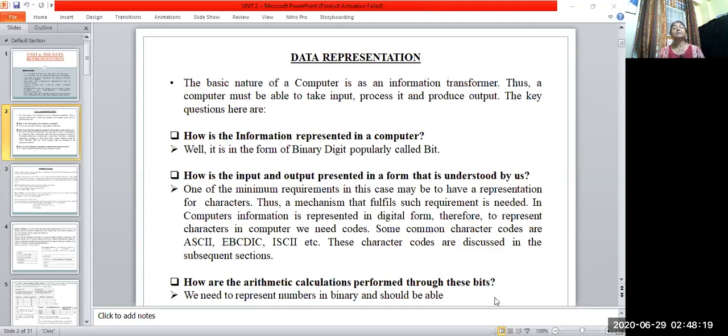Float number means the number which is in the fractional value, which is decimal point, which starts after the decimal point. How does the computer understand that this is the fractional part and this is the integer part? These are the various things which we will learn in this particular unit, that is called data representation.